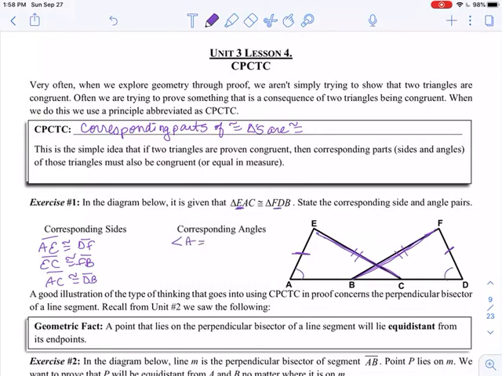My corresponding angles: angle A is congruent to angle D. Angle E is congruent to angle F. And angle C is congruent to angle B.